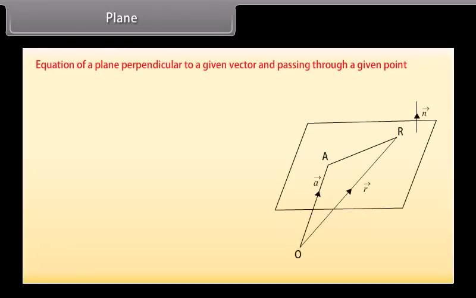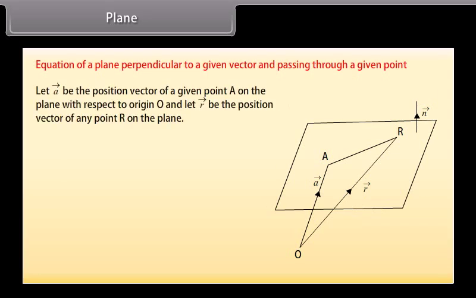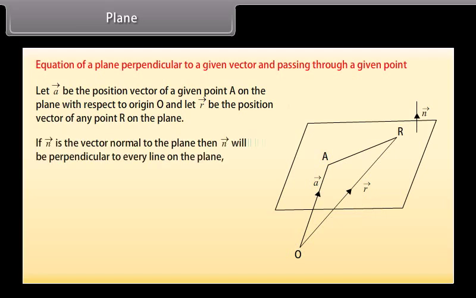Plane. Equation of a plane perpendicular to a given vector and passing through a given point. Let vector a be the position vector of a given point A on the plane with respect to origin O, and let vector r be the position vector of any point R on the plane. If vector n is the vector normal to the plane, then vector n will be perpendicular to every line on the plane. So, vector n is perpendicular to vector AR.